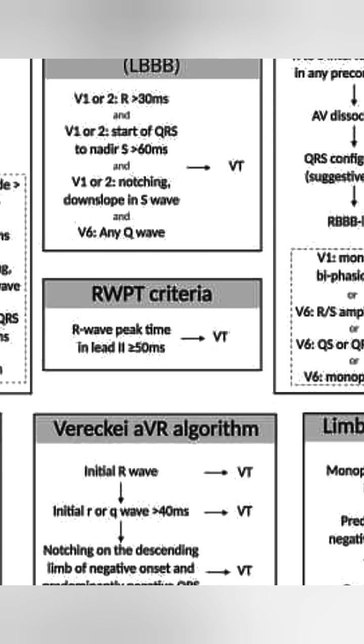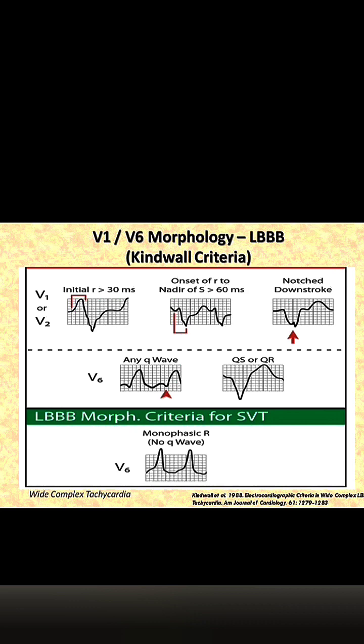Kindwall criteria for left bundle branch block. In Kindwall criteria, V1, V6 morphology, left bundle branch block: initial R more than 30 milliseconds, onset of R to nadir of S more than 60 milliseconds in V1 or V2, and notched downstroke in V1 or V2, and any Q wave in V6 or big Q, big S or big Q, big R in V6, and monophasic R wave and no Q wave in V6.